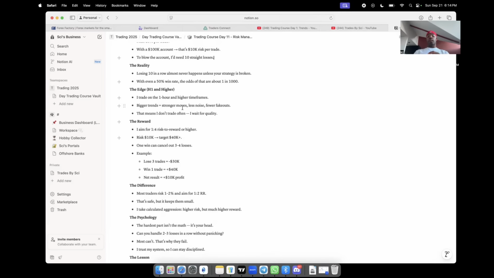I aim for 1 to 4 risk to reward or higher. Most of the cases I come out with way bigger, but keeping it simple, 1 to 4 setups, right? So the risk is 10,000, the target is 40K, right? Simple, right? So with you, if you have a $1,000 account, the risk is $100, the profit is 400.